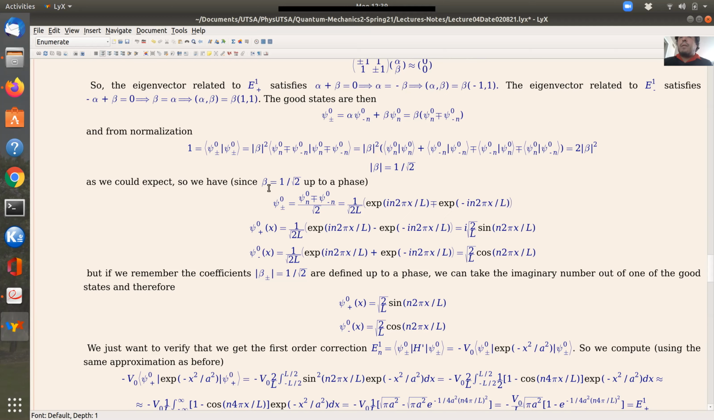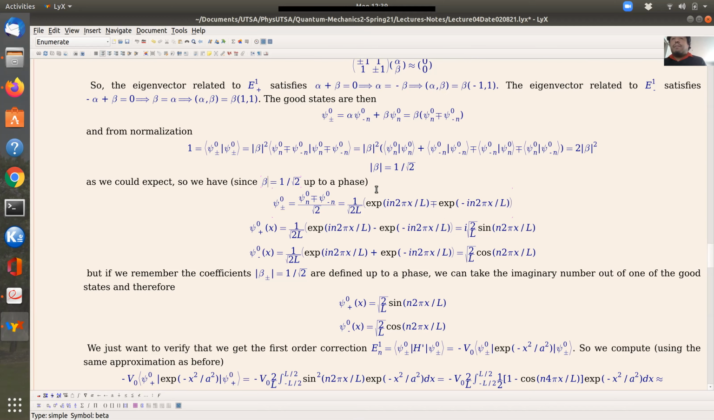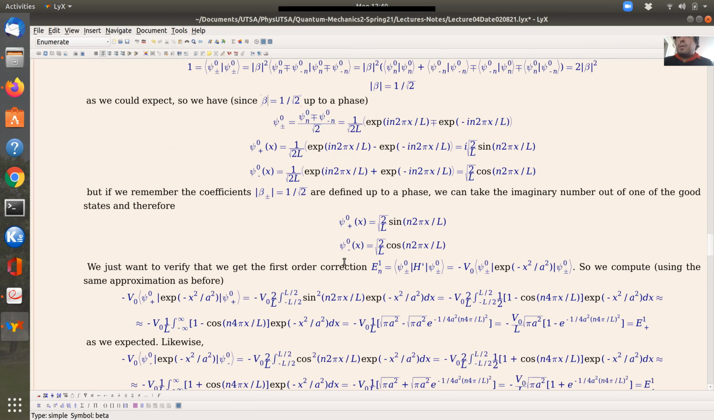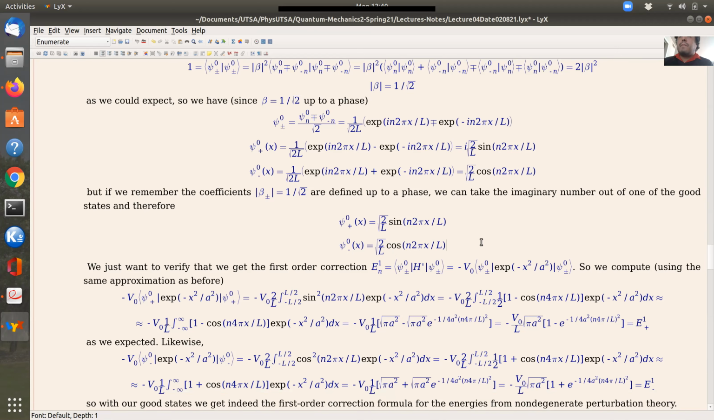Yeah, I mean, this is notation. It doesn't make a difference. So we can simply multiply by an i, for example, or a minus i if you want. Or we can take the imaginary number out. And so the good states, just because we want them as real valued functions, are psi 0 plus equal to square root of 2 over L multiplying the sine of n 2 pi x over L, and then psi 0 minus equal to square root of 2 over L cosine of n 2 pi x over L.